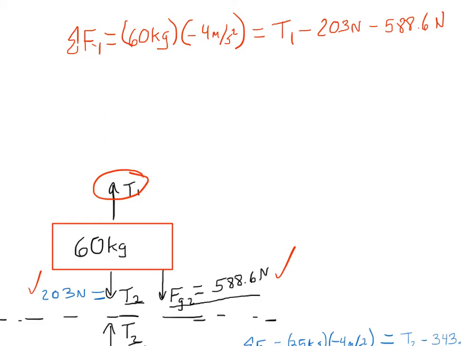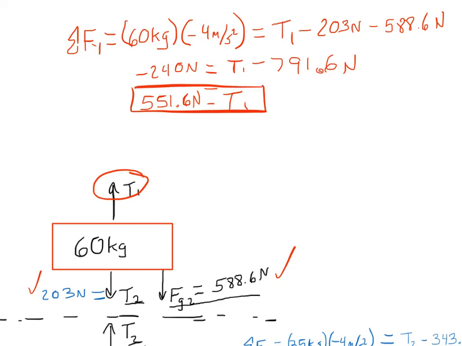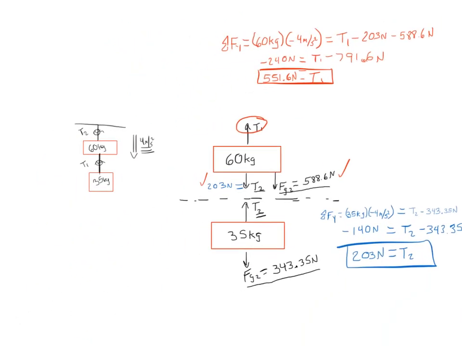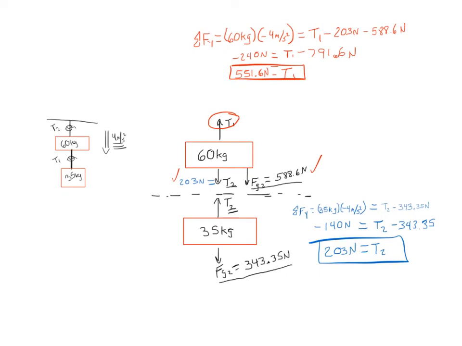So we try to figure this out. So 60 times negative 4 equals negative 240 newtons is equal to T1 minus 203 newtons minus 588.6, which gives negative 791.6. And we add that to both sides and we get 551. So we found both our T1 and our T2. And we're done.